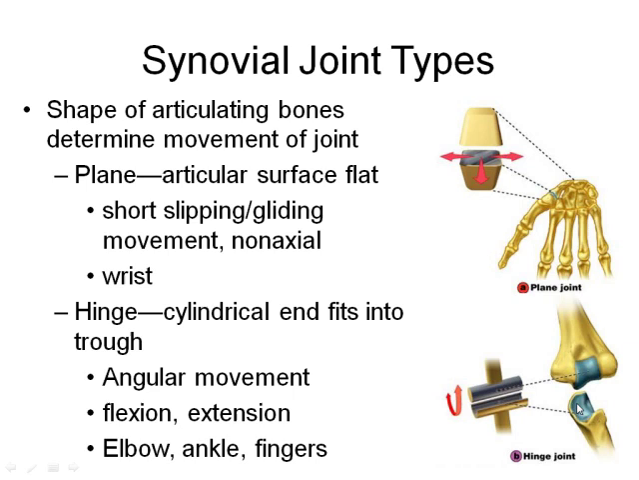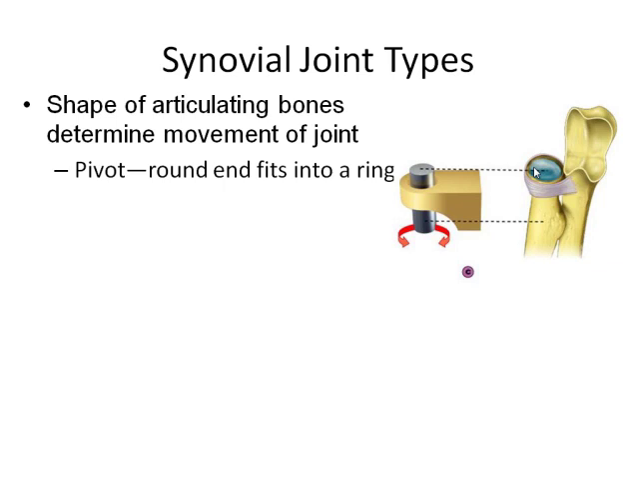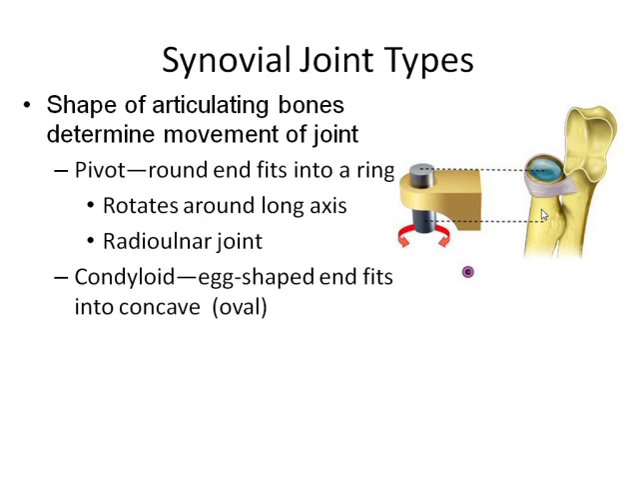The pivot joint has a round end that fits into a ring. Now this again is in your elbow, but here's the radius attached to the ulna by this ring of ligament here. And what happens is this allows the radius to rotate against the ulna. So this is the radio-ulnar joint. And this is what allows you to pronate and supinate your hand. It allows you to flip your hand over.